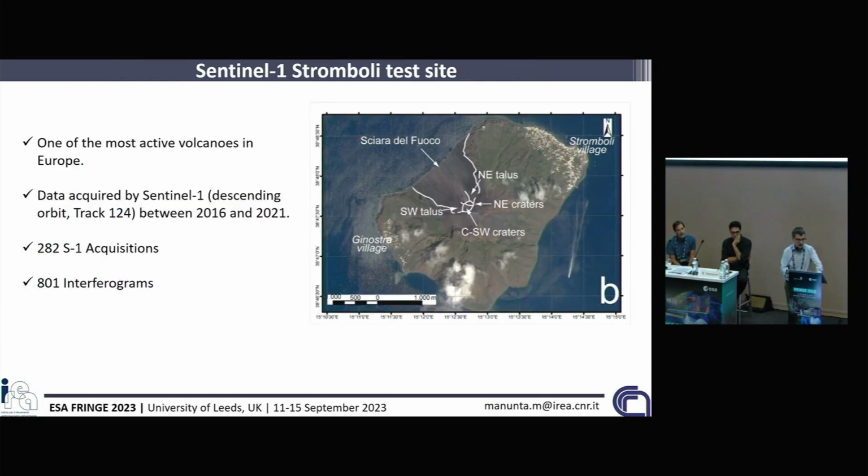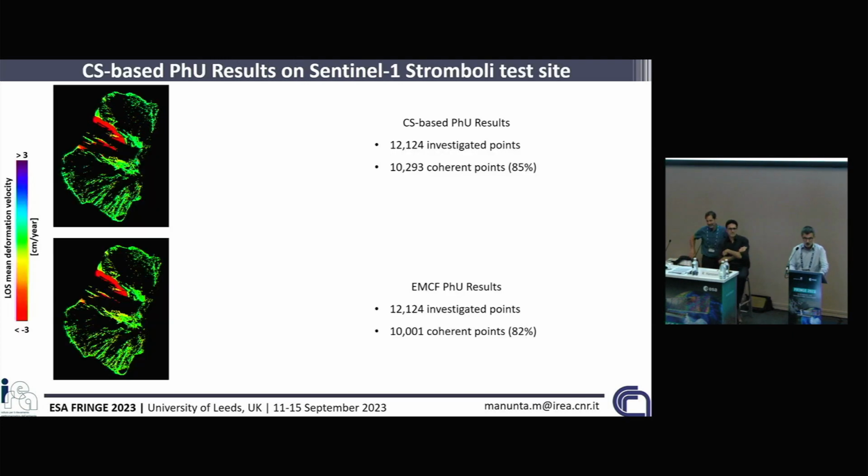In order to stress the capability of the algorithm to work with nonlinear deformation signals, we process the Stromboli area. Stromboli is a very small volcanic island located in the Mediterranean, and is affected by very strong deformation related to volcanic activity. Also in this case, we process the Sentinel-1 data set acquired from 2016 to 2021. So let's go faster. Here we have the two results relevant to CS and EMCF.